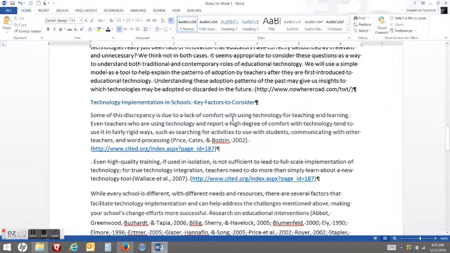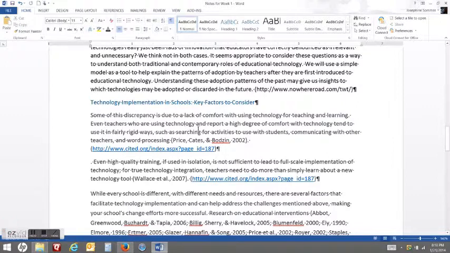Lack of comfort, yep. The first group, they're not comfortable with using technology. Who knows what the substitutes are comfortable using, because they only come in maybe once or twice a month, if not once or twice every 6 months, it depends. So that group, that one's going to be hard.